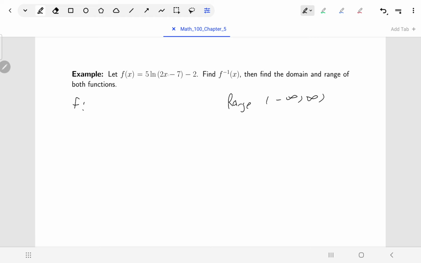As far as the domain goes, though, I need this 2x minus 7 to be greater than 0. So in other words, I need x to be bigger than 7 halves. So for my domain for this function, I would say the domain for f is things that are larger than 7 halves, not including it, and the range is all real numbers. So that means I can say in advance now, f inverse should have the domain of all real numbers.